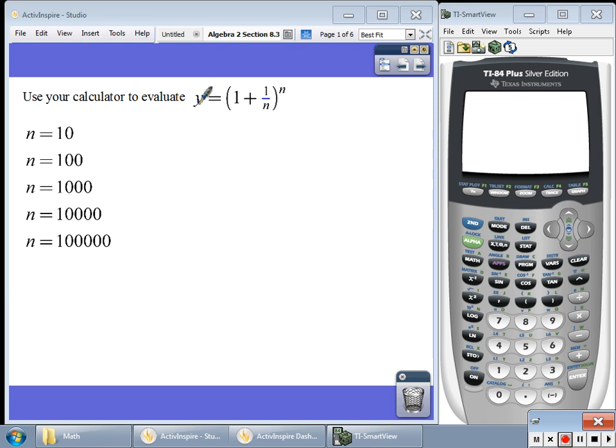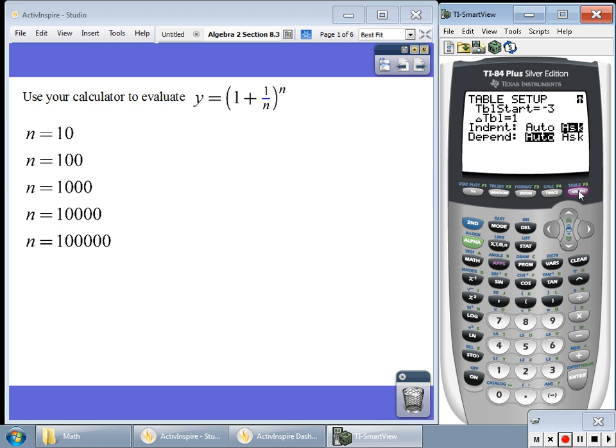Now what we're going to do is look at y equals (1 plus 1 over n) raised to the n power. I'm going to plug that into y equals in our calculator here: 1 plus 1 over, we don't have an n, but we do have an x, raised to the x power. And I want to look at values for y when n is 10, 100, 1,000, 10,000, and 100,000. So I'm going to look at my table here, and I'm going to change my independent variable to ask.